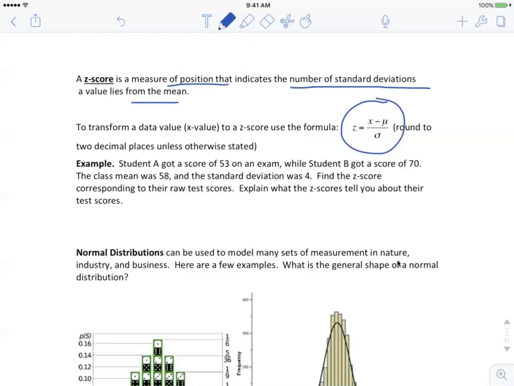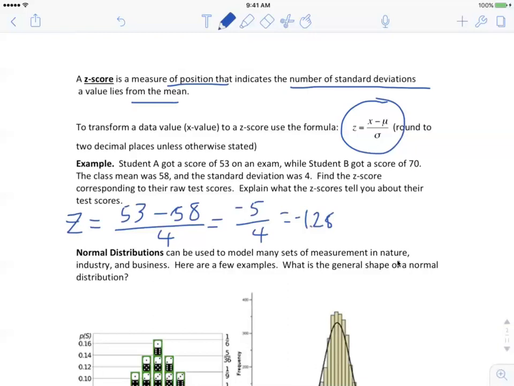Okay, so for student A, I take their score, subtract the mean, and then divide by the standard deviation. So 53 minus 58, notice that that's negative, and that matters, right? So 53 minus 58 is negative 5 divided by 4, and that's going to be negative 1.25.